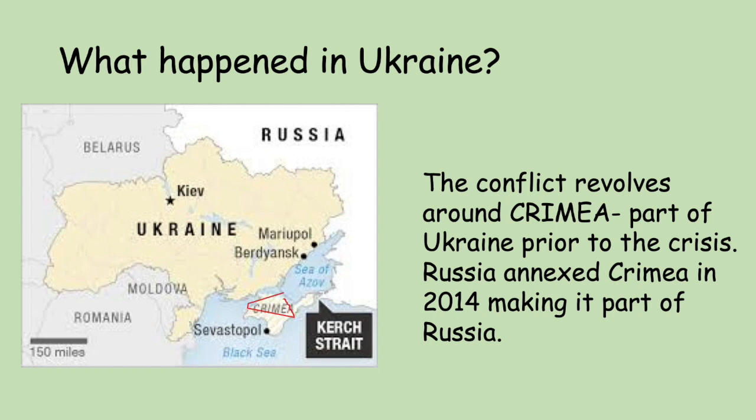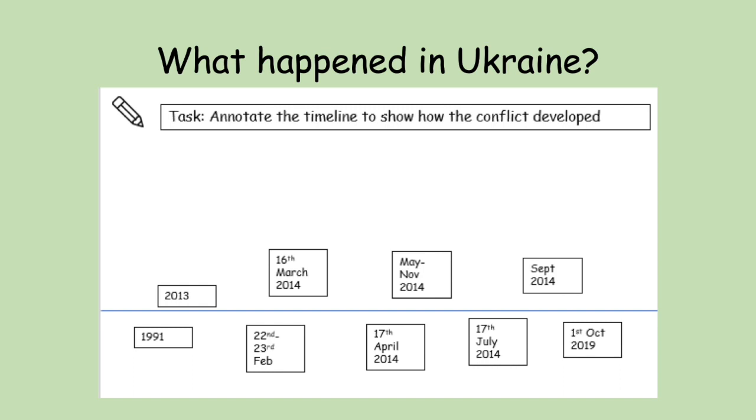It's part of Ukraine prior to the crisis, but Russia annexed Crimea in 2014, making it part of Russia. So it essentially took Crimea from Ukraine. So here, as I go through each of the relevant dates of the conflict, you need to be annotating the timeline. Okay, so the timeline shown here is also on the worksheet.